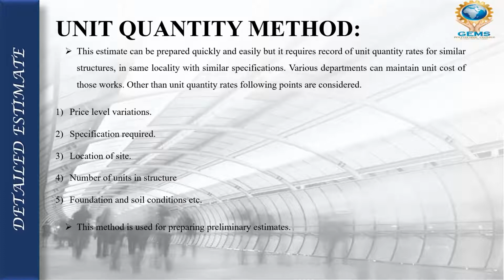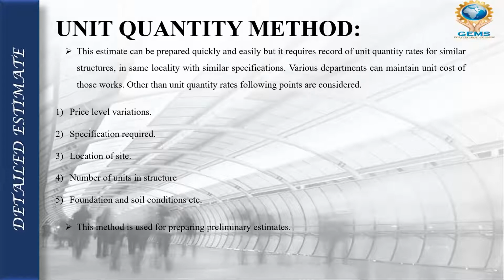Then specifications required. Specification means a detailed description of materials or anything, so we have to check that. The third one is the location of the site. The fourth one is the number of units in a structure. I have told you, units means beam, column, dividing every structure; that is the unit. Then foundation and soil conditions: whether the soil condition is good or not, we have to check.